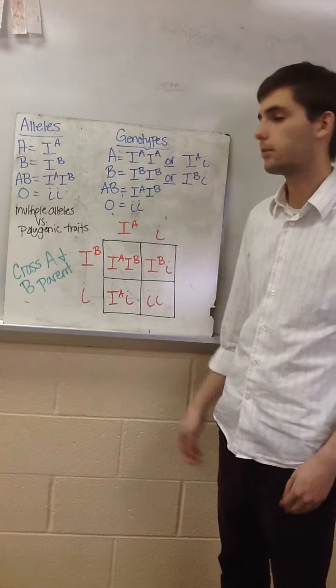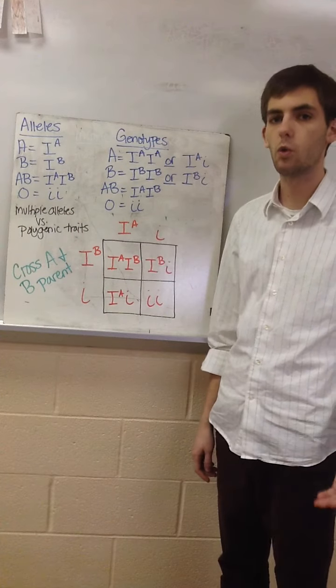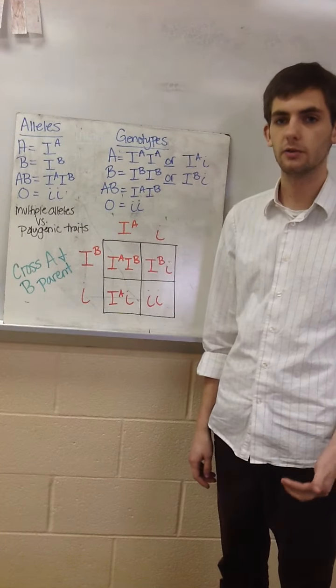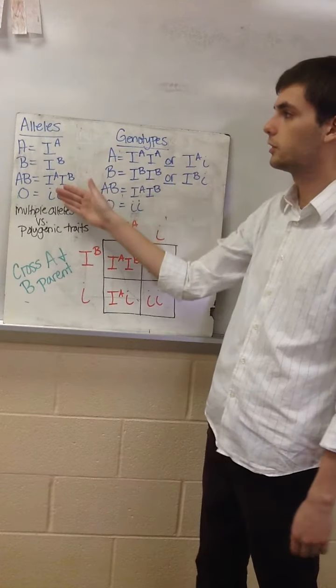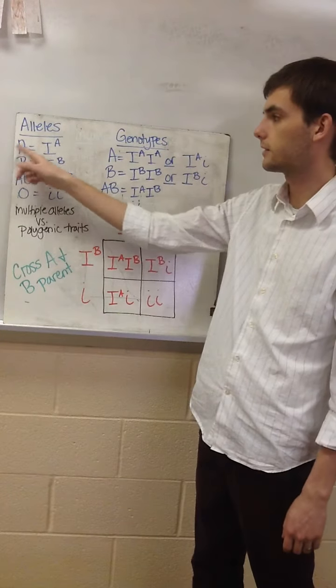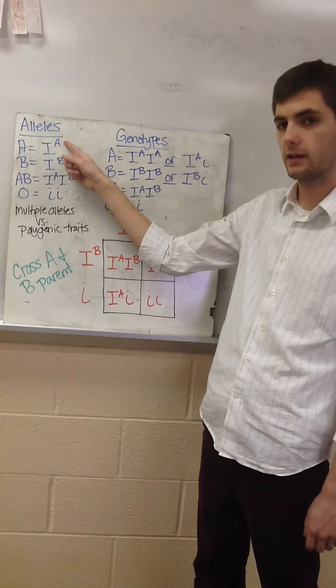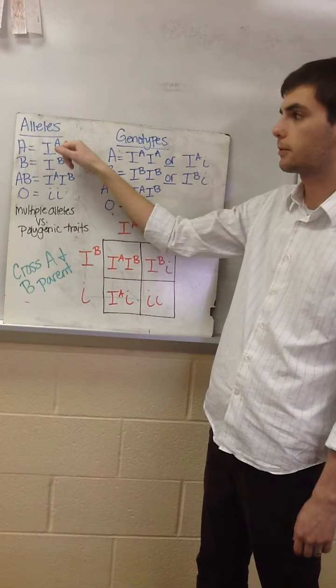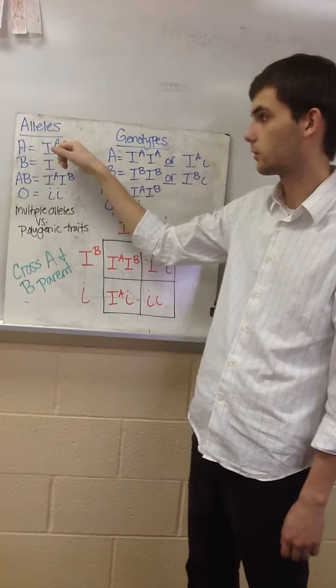Blood types are an example of multiple alleles. So what that means is that there can be more than one combination of alleles that can give you the same blood type. So the alleles that we would use for blood type A has an allele with a capital I and a capital A superscript. We use a capital letter because A is a dominant trait or allele.